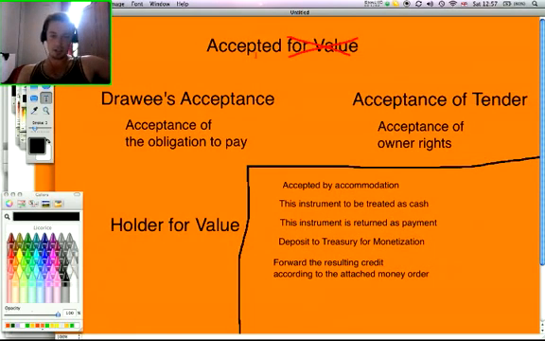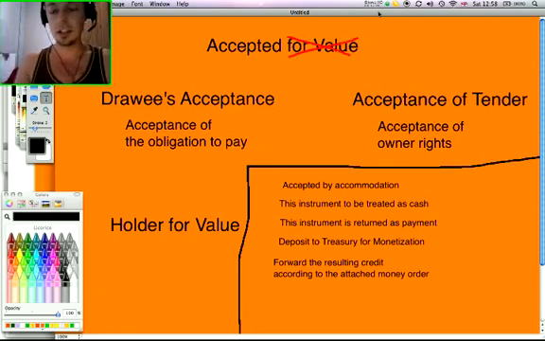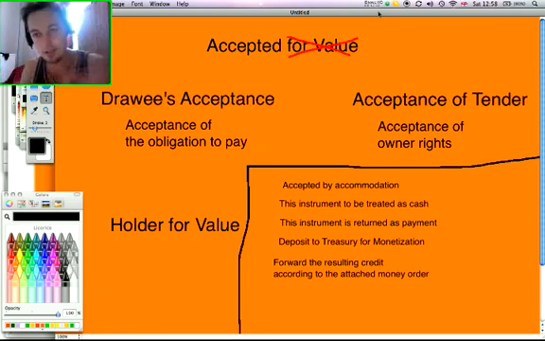As far as I'm concerned, the acceptance is the magic bit. Here's my question. Once this thing is accepted, it can be treated as cash. Why can't it be... I know I'm repeating myself. Why can't it be deposited to Treasury for monetization and the credit forwarded, regardless of any birth certificate, social security, prepaid set off, okay? Let me know what you think.